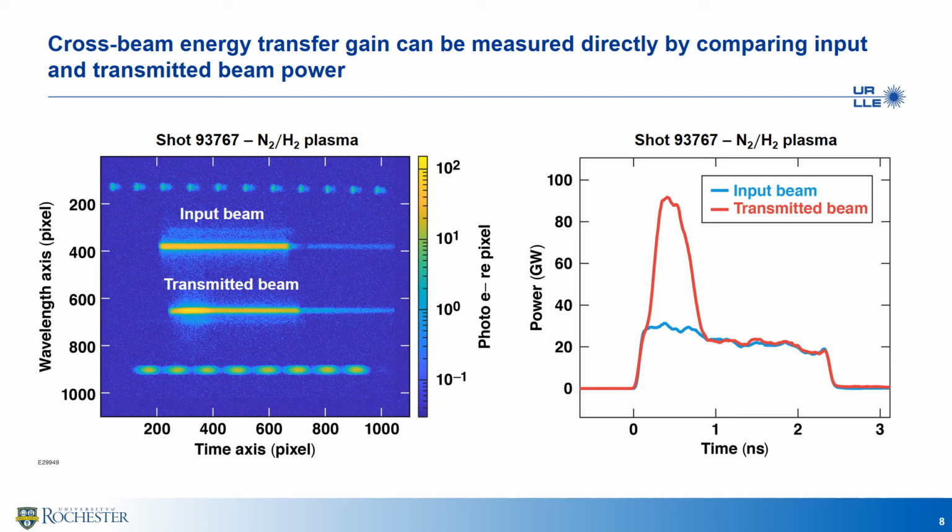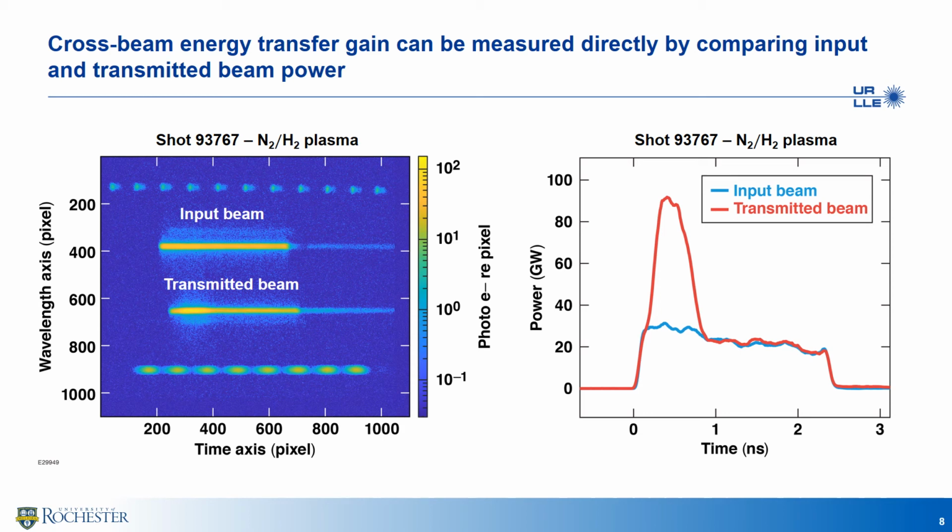To give a feel for the statistical quality of the measurement, the color bar is shown in photoelectrons per pixel. At peak intensity, an individual channel has approximately 40,000 electrons in a 100 picosecond time bin. The power of the initial and transmitted beam is shown on the plot on the right.